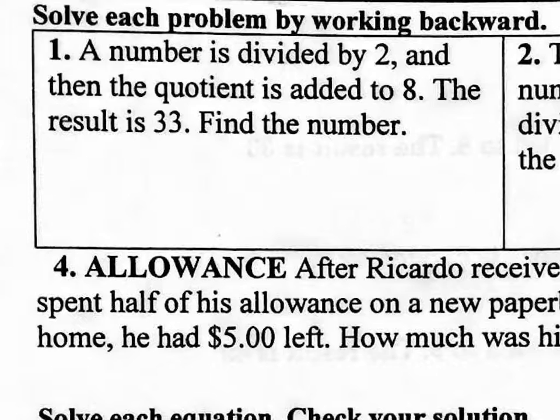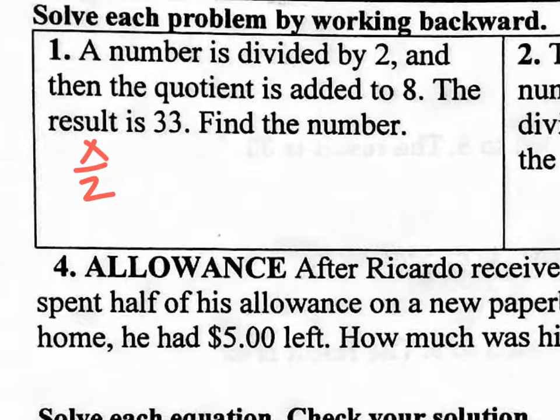So it says a number is divided by 2. What does that mean? That simply means x over 2 or n over 2 or anything you want. Now it says then the quotient, what are they talking about? They're talking about that quotient right there. Then the quotient is added to 8. Okay, so that means 8 plus x over 2.